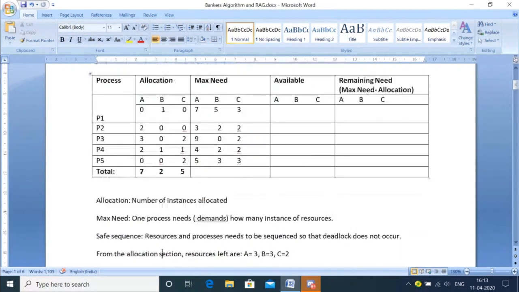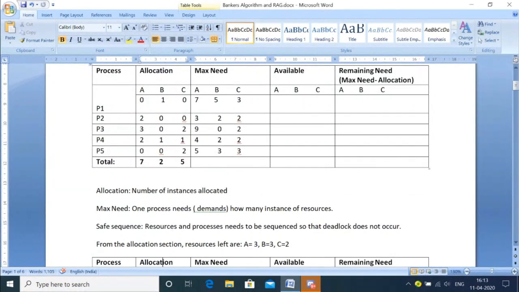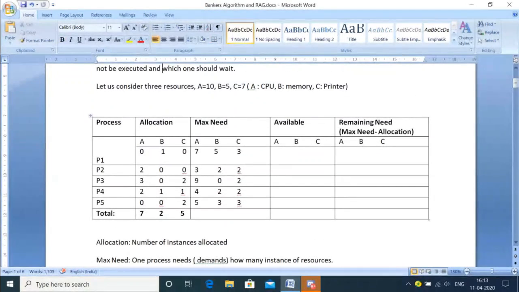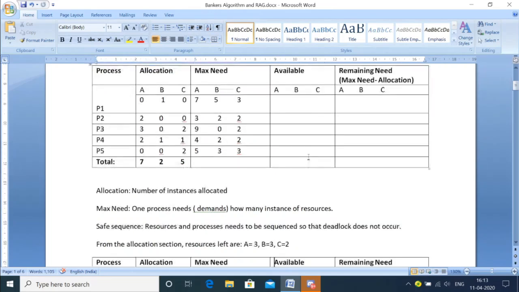Now, what are the other two parts of the table saying? Available means what we get when we subtract from the total: 10 minus 7 is 3, 5 minus 2 is 3, 7 minus 5 is 2. So what is the availability of resources now? A should have 3, B has 3, and C has 2. So that will be maintained here.